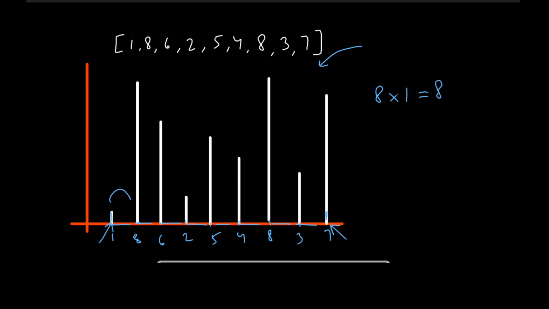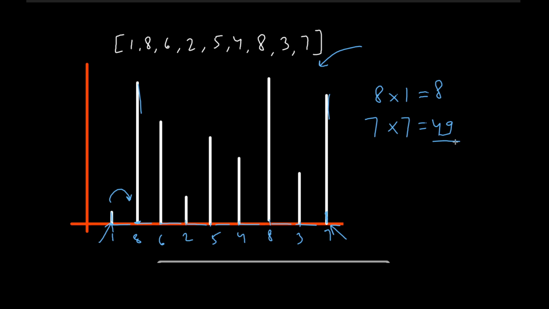Our pointer is shifted here, and we have 8 as one side of the container and 7 as the other side. So the horizontal length is going to be 7 this time. So 7 into, we have to take the minimum of both heights, because that's how high we can store water. So we got the minimum as 7. So 7 into 7, we got 49, right? Which is way more than 8. So it could possibly be the maximum area we can get.